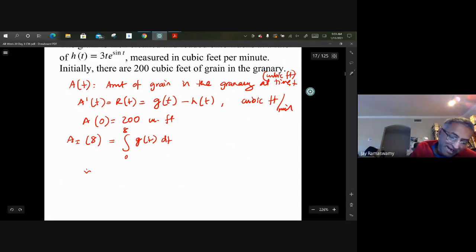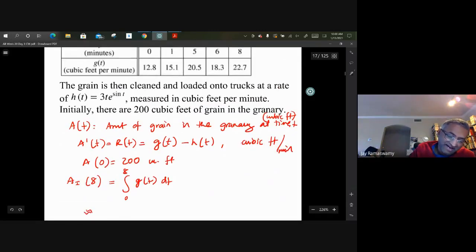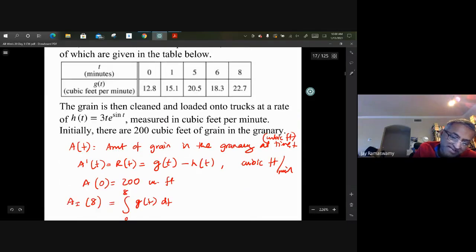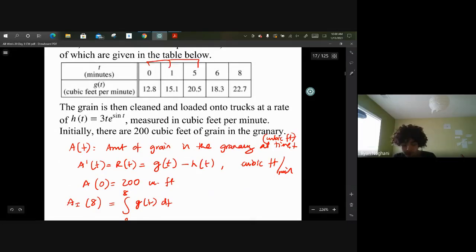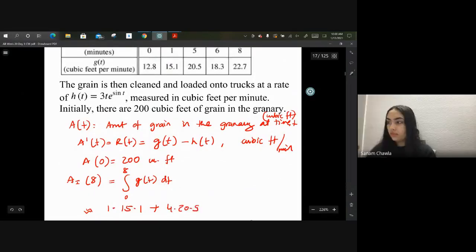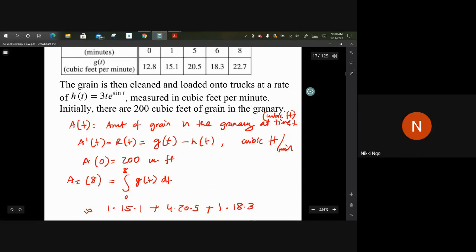Okay, and they say use a right Riemann sum. So tell me what to write. Hint, we're doing a right Riemann sum, 0 to 8. Go. 1 times 15.1. Very good. Plus, what's your second base? 4 times 20.5, and plus 1 times 18.3, plus 2 times 22.7.